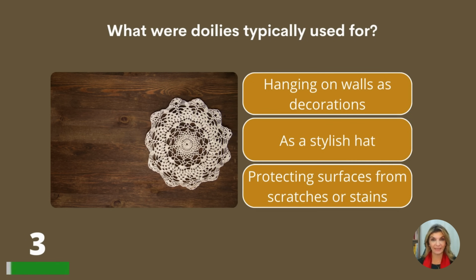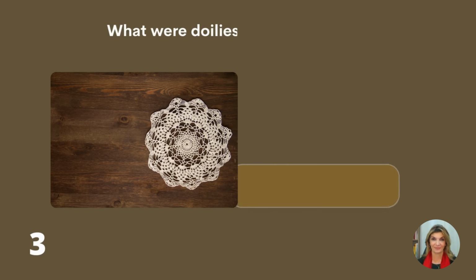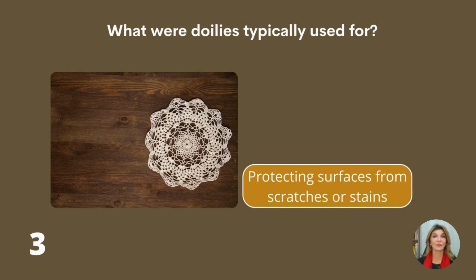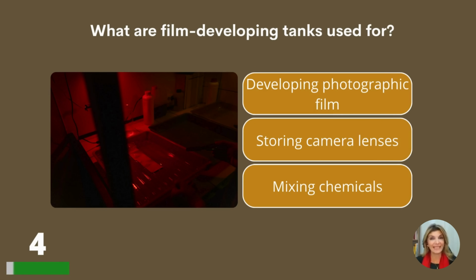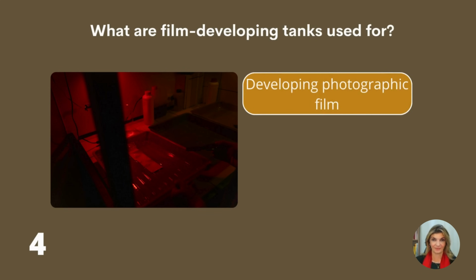What were doilies typically used for? Hanging on walls as decorations, as a stylish hat, or protecting surfaces from scratches or stains? Protecting surfaces from scratches or stains. What are film developing tanks used for? Developing photographic film, storing camera lenses, or mixing chemicals? Developing photographic film.